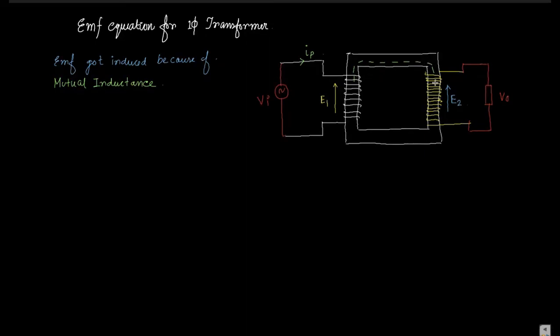Okay, we want some alternating phi. Okay, phi, because phi is equal to B into A, that is the magnetic field into the area of cross section. So we can say that as the current is alternating in nature, that's why the flux is also alternating in nature.